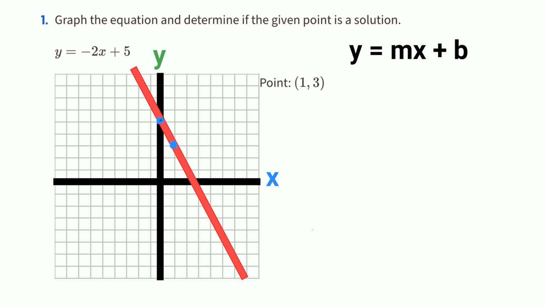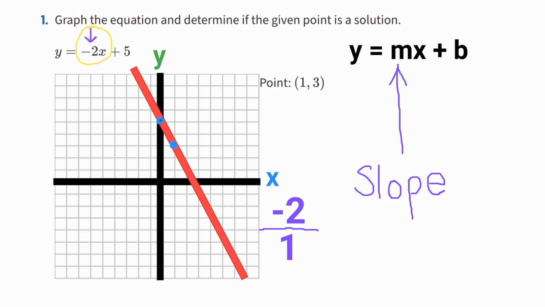The equation y = mx + b tells us that m is the slope. We can look at our equation y = -2x + 5 and see that the slope of this equation is -2. Slope can be represented as rise over run. A slope of -2 is written as -2 over 1, which tells me that the rise is down 2 and the run is to the right 1.